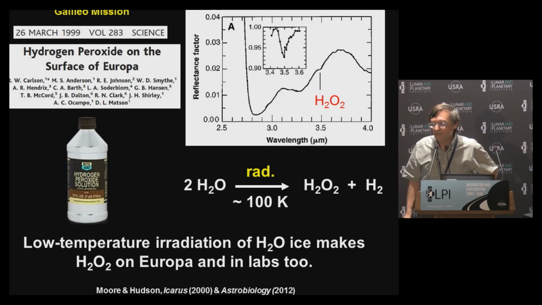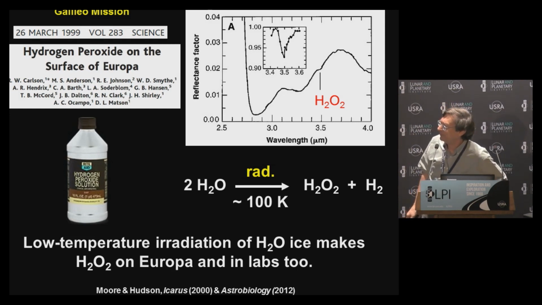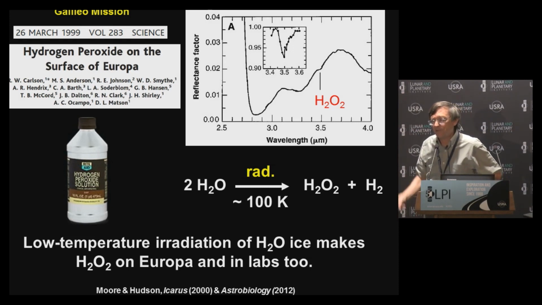Peroxide had been found in ices back in 1908, I think it was, in Marie Curie's laboratory, in fact, in Paris. I'm going to write 100 K here: reaction, water, radiation, peroxide, and some hydrogen over here at the side. And we tried to do this experiment in a laboratory. There's a long history behind this. The long history started in 1999.